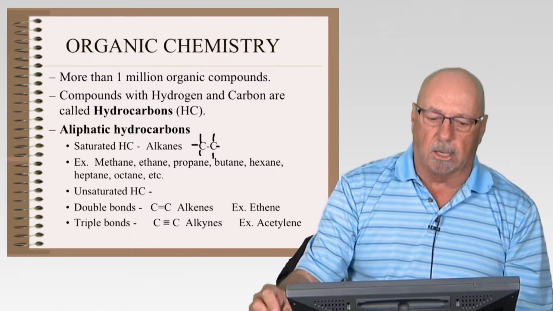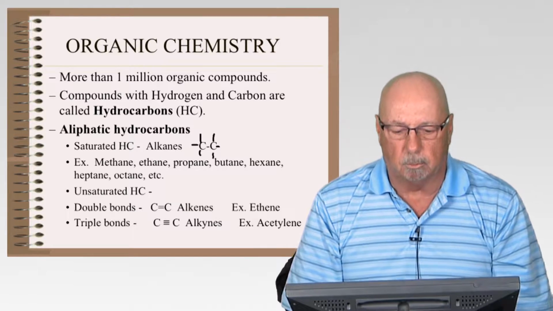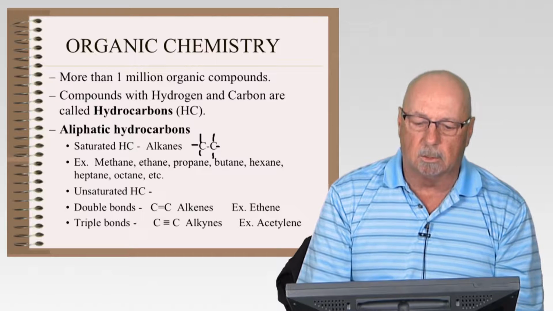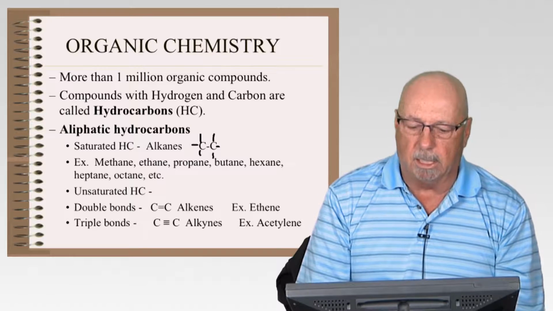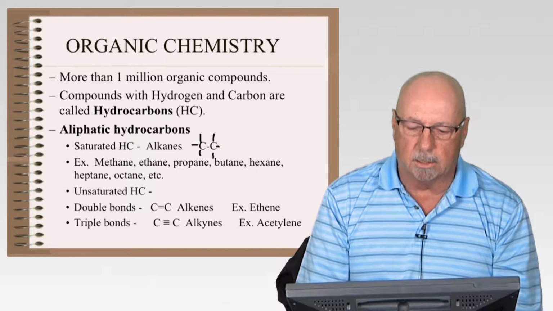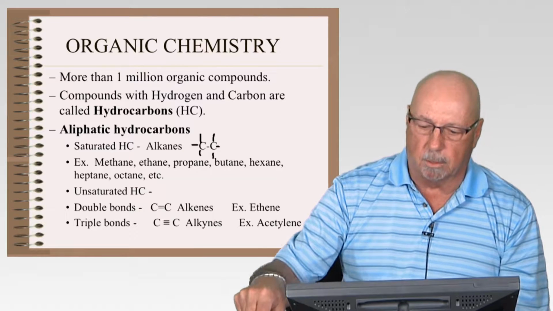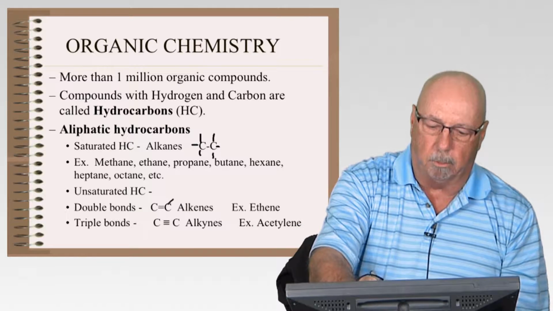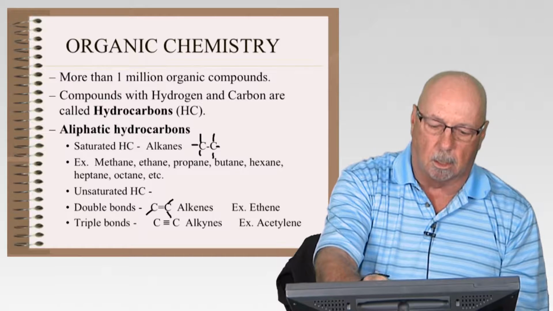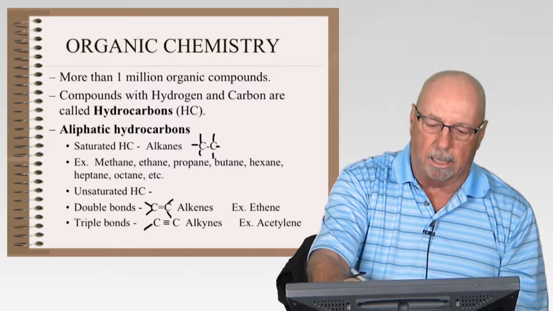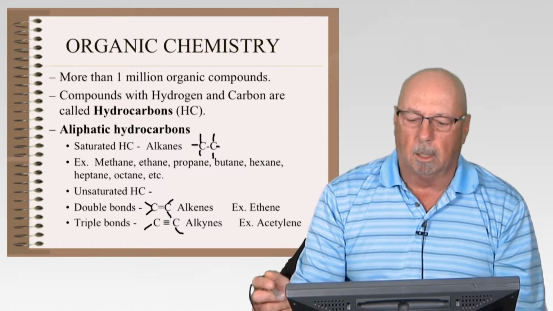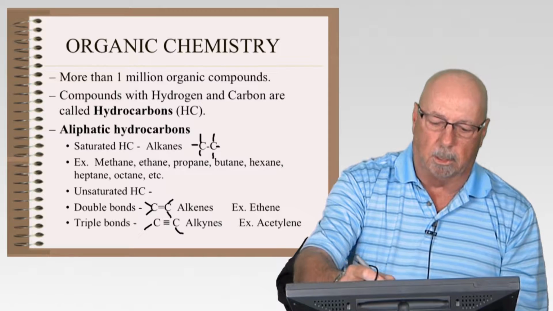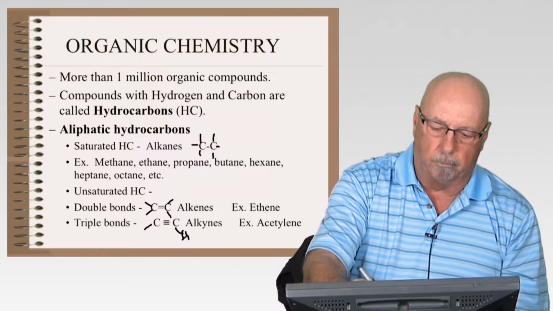Then you can have your unsaturated hydrocarbons, as we mentioned, which will be your double bonds or triple bonds, and they'll either be your alkenes or your alkynes. And the simplest form of the alkene would be we'd have our 2 bonds on our carbon, and on our alkynes we'd have a triple bond. Acetylene is this one here, if we put hydrogen here.